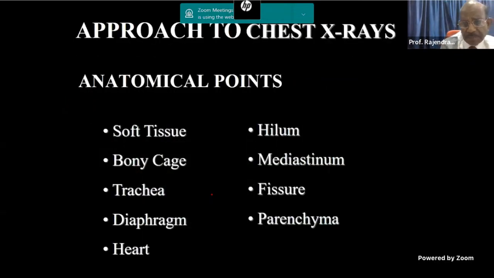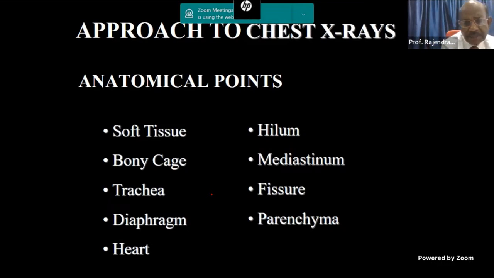Among the technical issues, I always say rotation is very important. Whether the film has been done in full inspiration or not is also very important. At least these two things are very important technically. I know that many people are misdiagnosed or misclassified because there is a rotation, or because the film has not been done in full inspiration. So these problems do arise. So be careful while reading the X-ray.